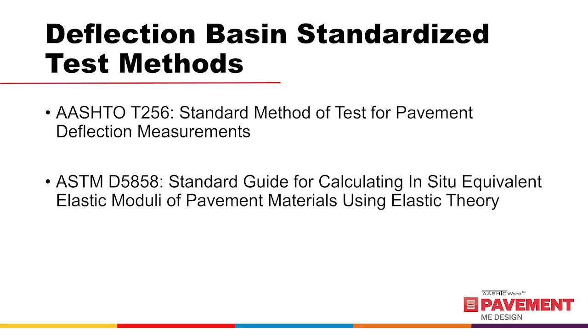The shape of the deflected surface is known as the deflection basin. 2 test methods have been standardized for collecting and analyzing deflection data. The first one is AASHTO T256, which is a standardized method for measuring and collecting the pavement responses or deflection basin. And ASTM D5858 is the standard guide for estimating the equivalent elastic layer moduli of pavement materials using elastic layer theory. Many other test methods and standard practices are available. In fact, most state agencies and organizations have their own standardized methods for collecting and interpreting deflection data. These are simply examples of 2 standardized methods at the national level.